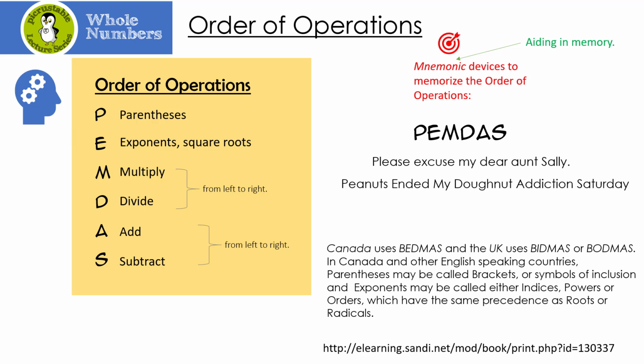In Canada and other English-speaking countries, parentheses may be called brackets or symbols of inclusion, and exponents may be called either indices, powers, or orders, which have the same precedence as roots or radicals. Once again, it doesn't matter where you are in the world, order of operations is still the same. So hopefully all of those from outside the US keep on watching.